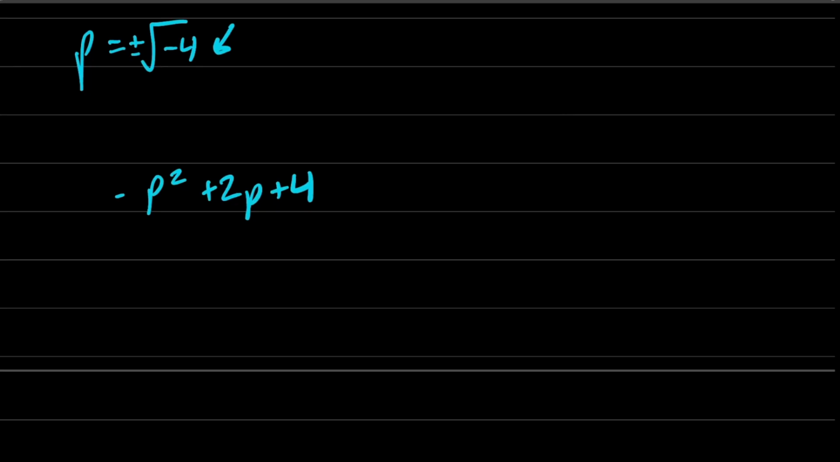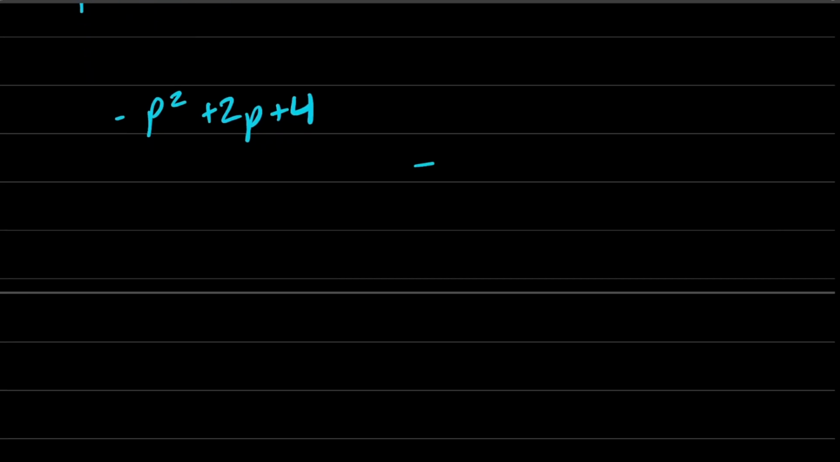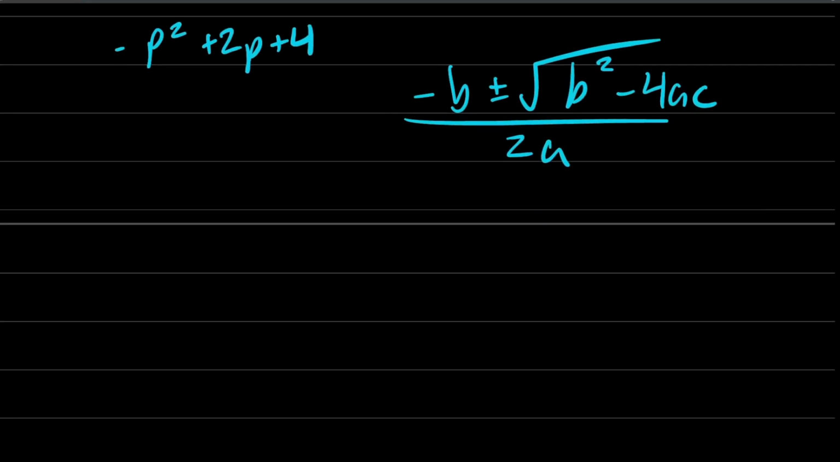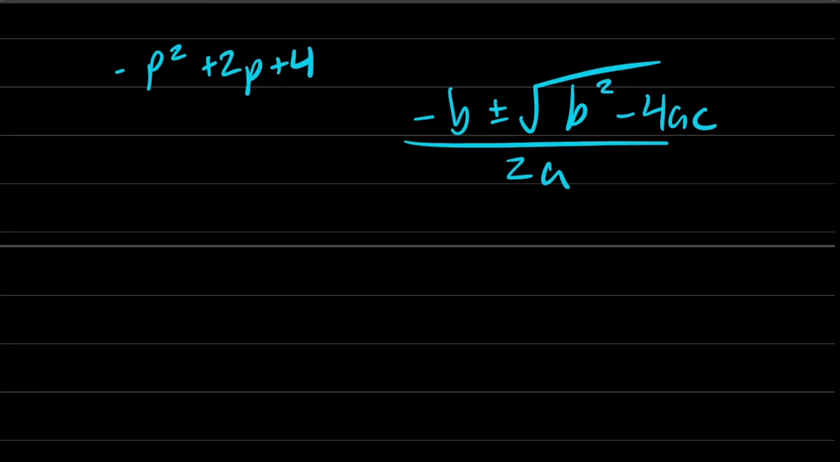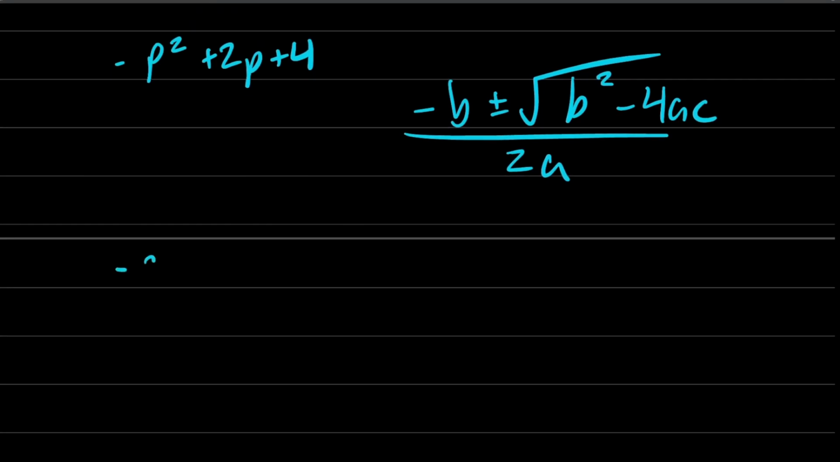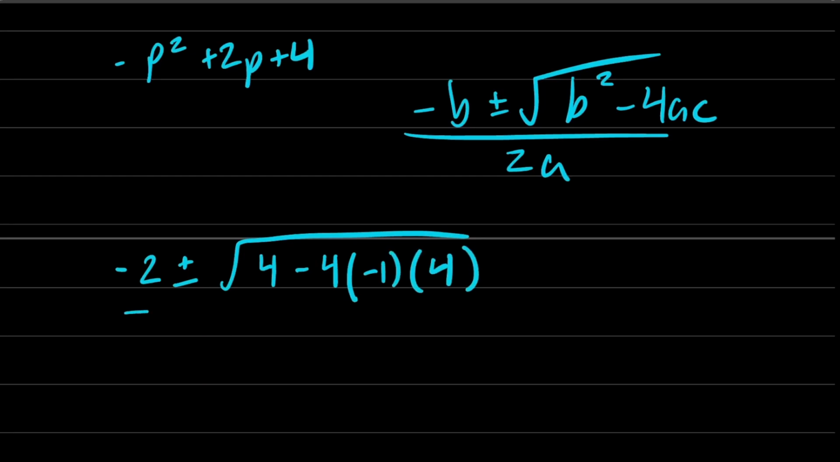Now, for the first time, we're going to use our handy-dandy quadratic formula, and it is not going to come up as a negative square root. We are given negative b, which is just going to be negative 2, plus or minus the square root of b squared, which is 4, minus 4 times a, which is negative 1, times c, which is 4, all over 2 times negative 1, so negative 2.